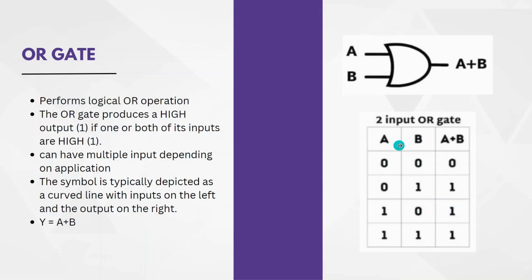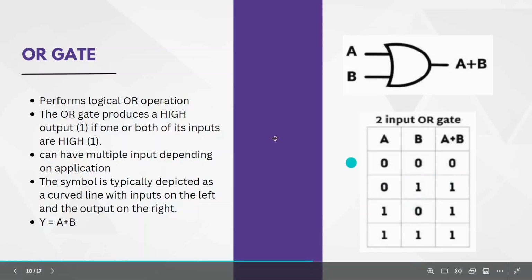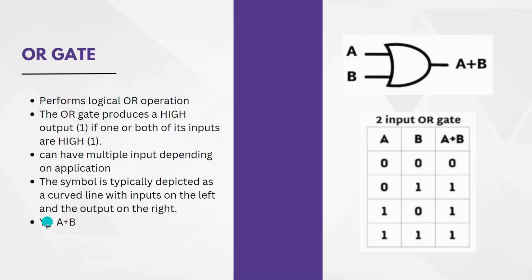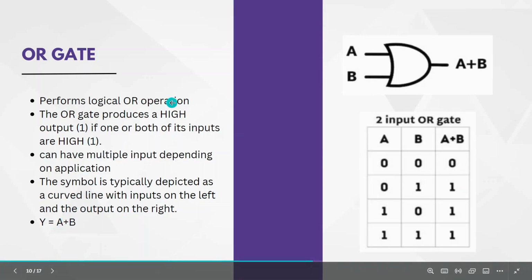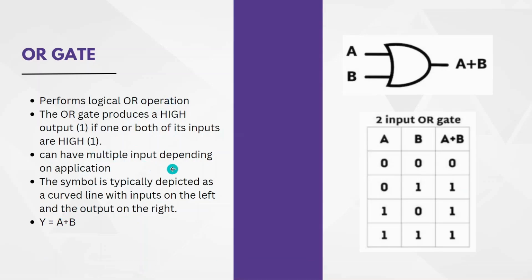This is the truth table. Here, since we have taken two inputs, there will be 4 different combinations. So in the first combination, both the inputs are low, hence the output is also low. Whereas in the next 3 combinations, one of the inputs is high, hence the output is also high. This is how we write it: Y equals A plus B. The symbol is typically depicted as a curved line with inputs on the left and outputs on the right.